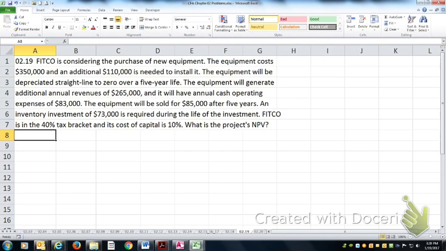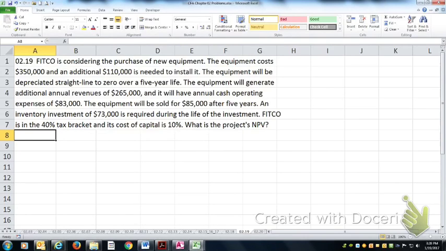Fitco is talking about buying some equipment which costs $350,000 and another $110,000 to install it. So to get it up and running, it'll be $460,000, and that's the depreciable base. They're going to depreciate it over 5 years from 460 down to 0. So if you divide 460 by 5, that'll be the annual depreciation expense.